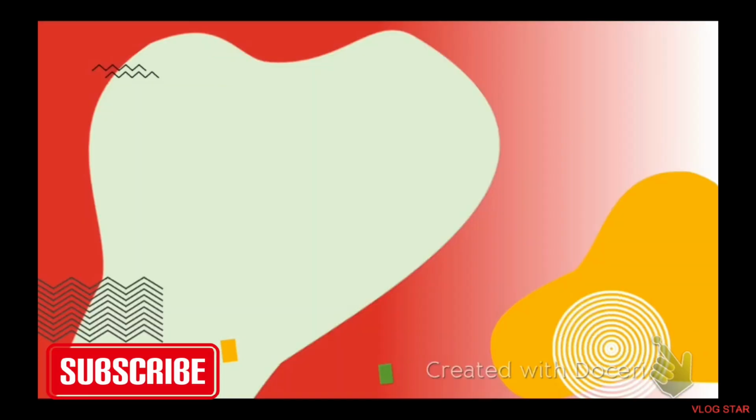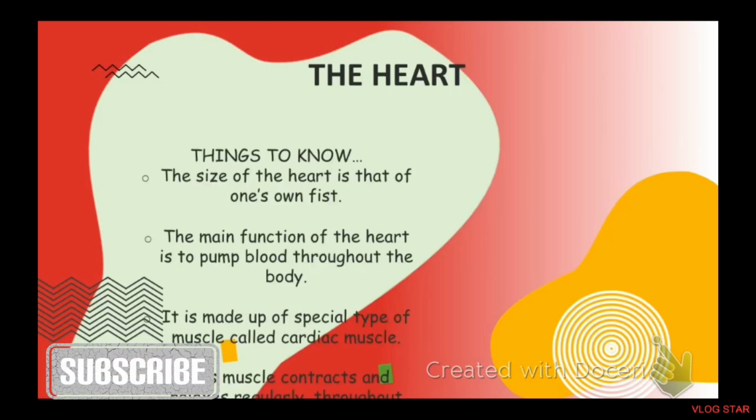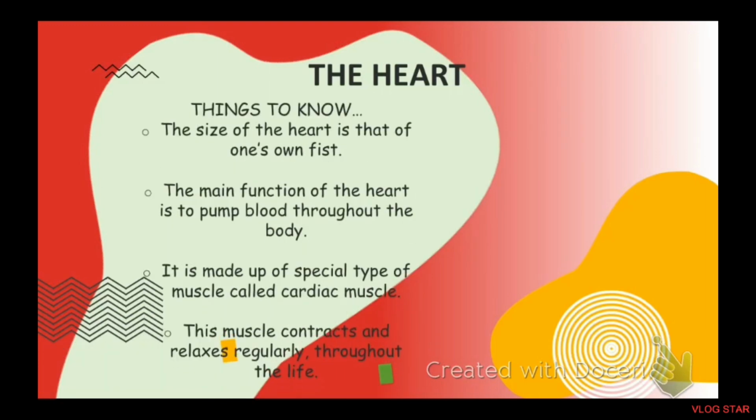Let's look further at the heart. Now the function of the heart is to pump the blood around the body. So let's look at this mammalian heart. What are some things that you might know from before? The first is the size of the heart is that of one's own fist. So if you want to know the size of your heart, you just have to fold your fingers into a form of fist, and that will be the size of your heart.